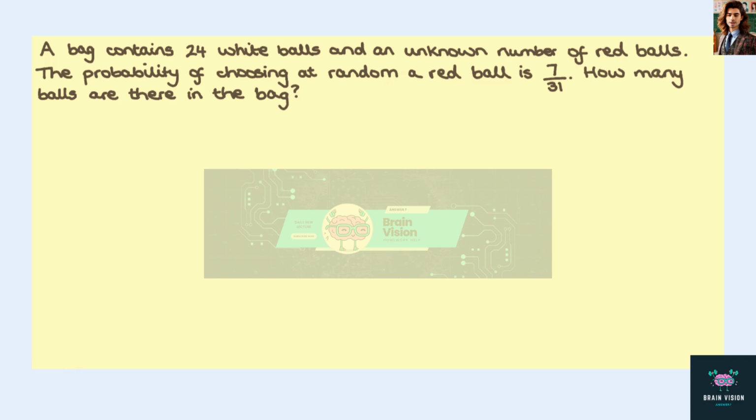A bag contains 24 white balls and an unknown number of red balls. The probability of choosing at random a red ball is 7/31. How many balls are there in the bag? We're told that this bag contains 24 white balls and an unknown number of red balls. We're also told that the probability of choosing a red ball from the bag is 7/31.